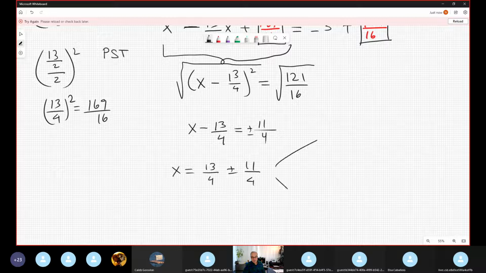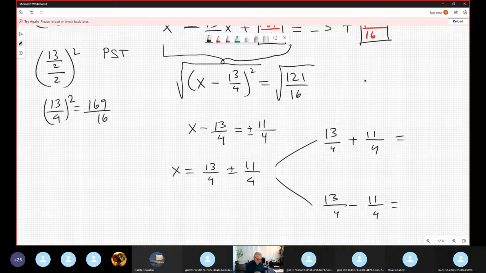You separate into two parts. 13 over 4 plus 11 over 4 equals something, and 13 over 4 minus 11 over 4 equals something. And 13 plus 11 is 24. 24 over 4 is 6. And 13 minus 11 is 2, no? It's 2 over 4, which is 1/2 in lowest terms, of course. Final answer.